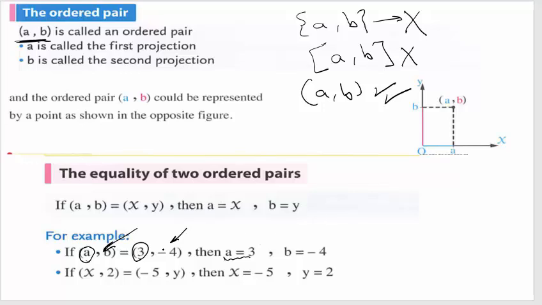Also, when I say the ordered pair (x, 2) equals (-5, y), this means that x is equal to -5 and y is equal to 2. So again, repeat with me. When we say that we have two equal ordered pairs, the first number or first image in the first ordered pair equals the first number in the second ordered pair. The second number in the first ordered pair equals the second number in the second ordered pair.